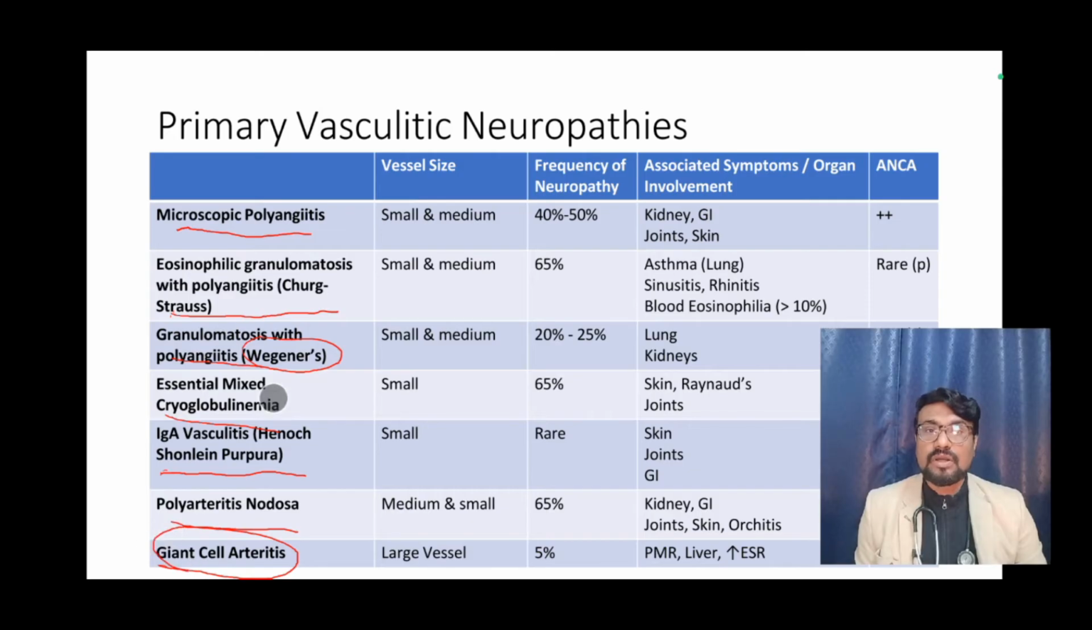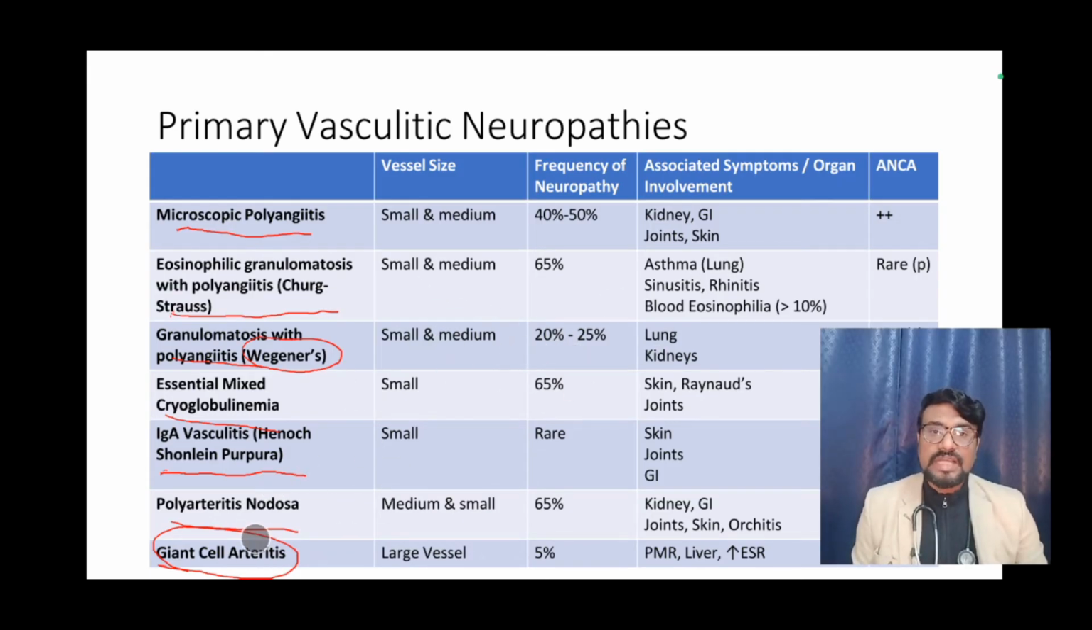So, these are the common primary vasculitic neuropathies, that is microscopic polyangiitis, eosinophilic granulomatosis with polyangiitis, that is Churg-Strauss syndrome, granulomatosis with polyangiitis, that is Wegener's, essential mixed cryoglobulinemia, IgA associated vasculitis, that is Henoch-Schönlein purpura, polyarteritis nodosa, and giant cell arteritis.